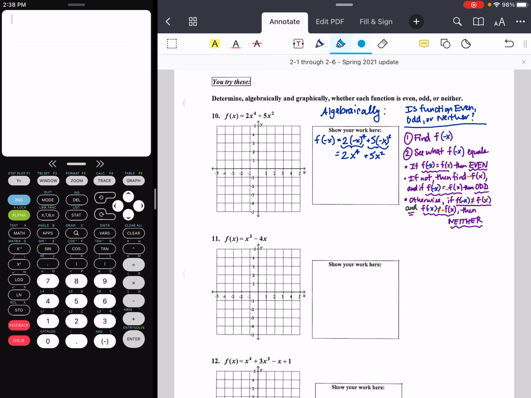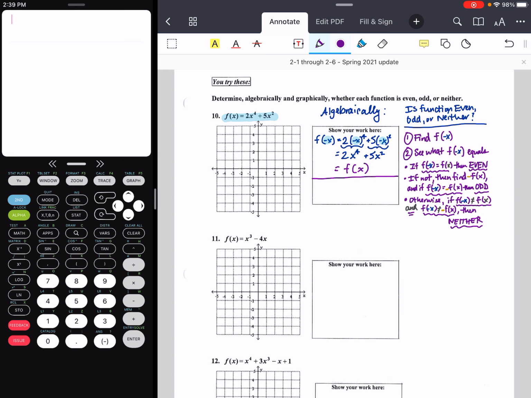So just to recap what just happened, we took f of negative x, which is 2 times (negative x) raised to the fourth power, plus 5 times (negative x) raised to the power 2. And we ended up with 2x to the fourth plus 5x squared. If I look at my original function, I know that f of x equals 2x to the fourth plus 5x squared. I just showed that f of negative x equals 2x to the fourth plus 5x squared. So now I can connect the two. So I know that f of negative x equals 2x to the fourth plus 5x squared, which is the same thing as f of x.